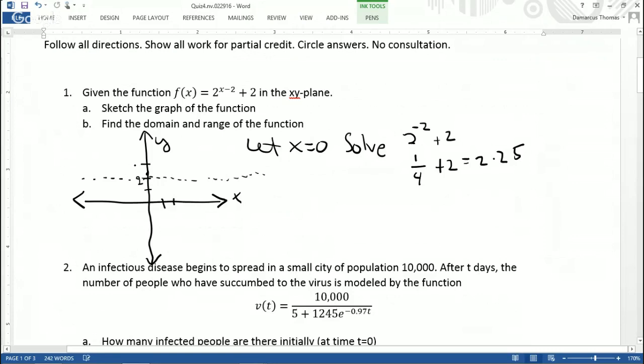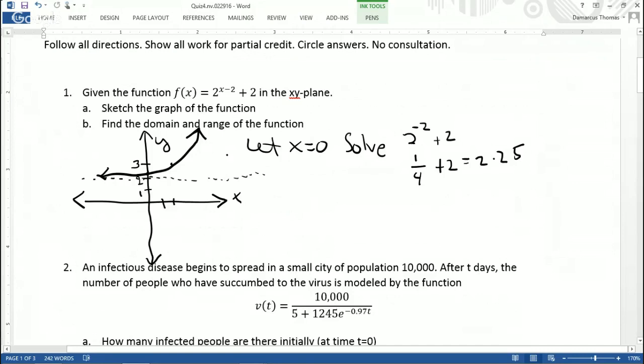So if there's my 1, there's my 2, there's my 3, and I have another point here, I can now sketch my function. It's going to look something like that. And it just shoots up. And keep in mind, this graph has been shifted to the right 2 units and shifted up 2 units from its normal curve.